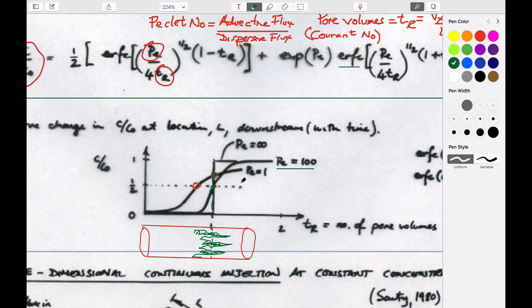What this is saying is if the Peclet number is equal to 0, what would this curve look like? Don't know what I'm drawing with my trackpad. I guess it would look like this.